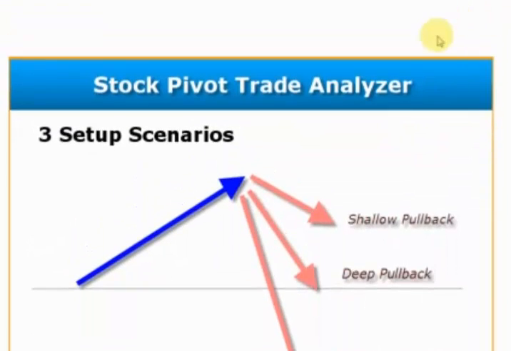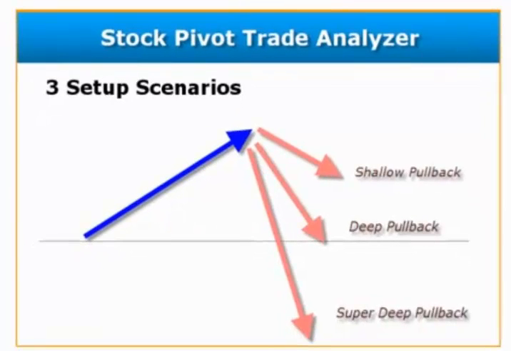Now I was saying that my original piece of software had one type of setup, and that setup was the deep pullback. All right, and although it was really great and pretty darn accurate, it was just one setup. Some stocks don't give you deep pullbacks. They only give you shallow pullbacks because they're too strong. So the original software, you really missed all of the super strong stocks. It could never catch an entry because those stocks never did a deep pullback.